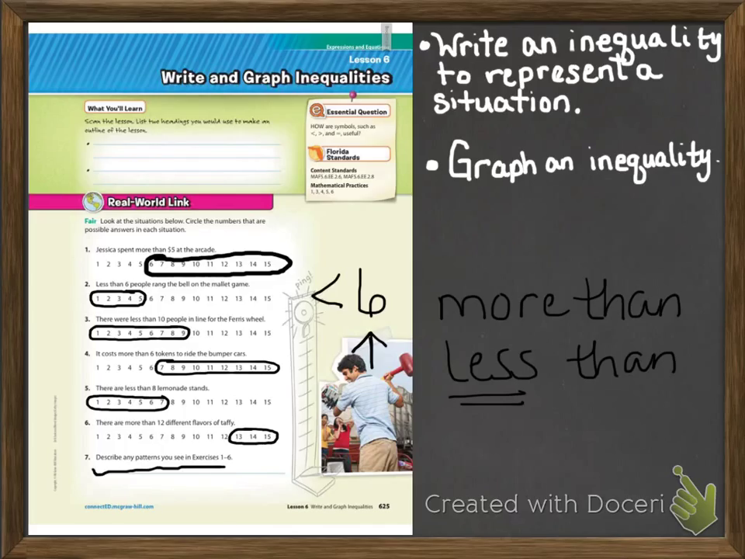If you look at example 6, where it says there are more than 12 different flavors of taffy, that means there can't be 12 flavors of taffy. It has to be more than the 12, which is why we circled the 13, 14, and 15.